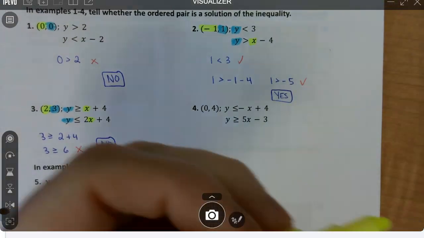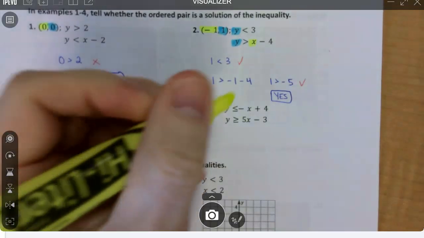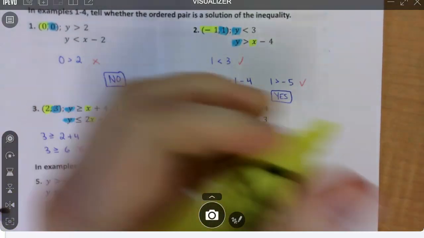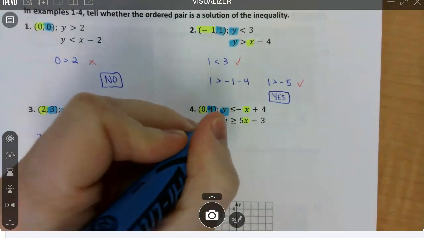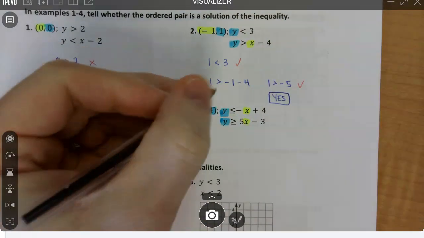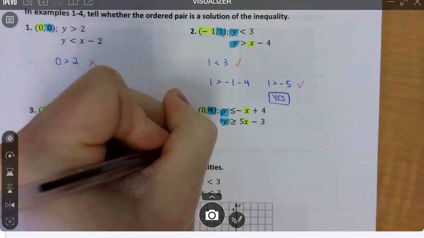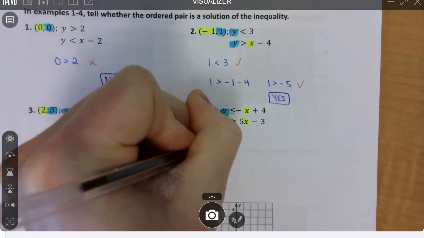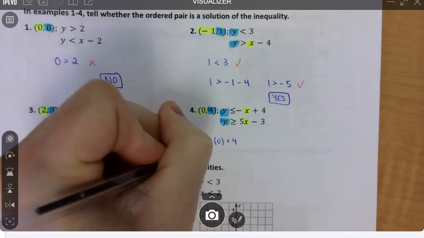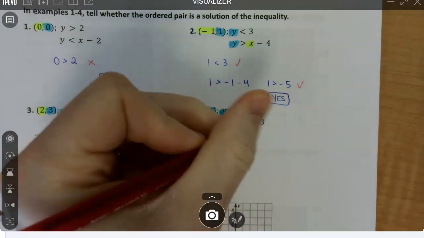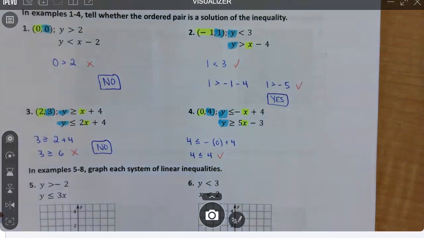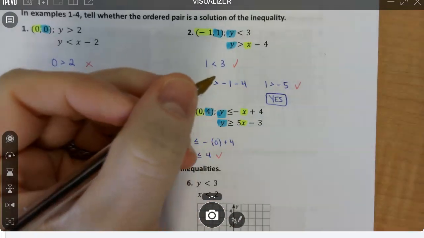And then lastly, number 4, 0 is going to go there and there. And 4 is going to go there and there. Let's test them both out. 4 is less than or equal to negative 0 plus 4. That would be 4 is less than or equal to 4. So that one checks out. But we got to make sure it also works for the second one.